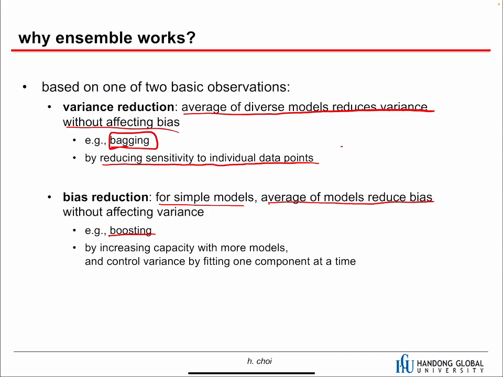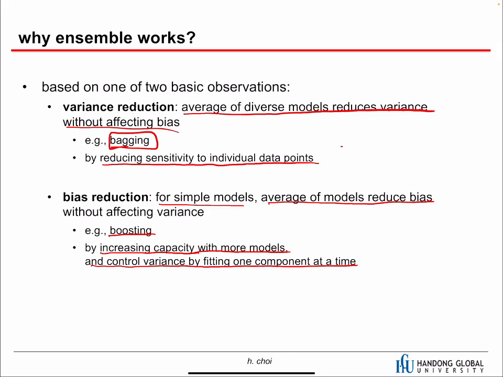Okay, so as I said, we can increase the capacity and computation power with more models, and control variance by fitting one component at a time. So we are not actually increasing the variance because we train the models with the same kind of training algorithms. But since we are focusing on some specific samples, we can actually increase the capacity.